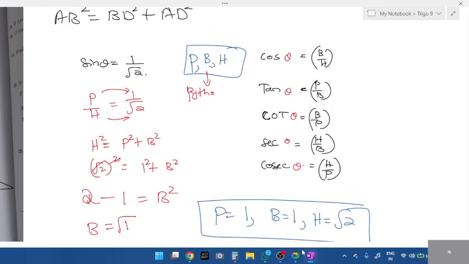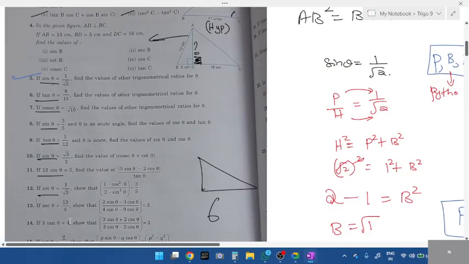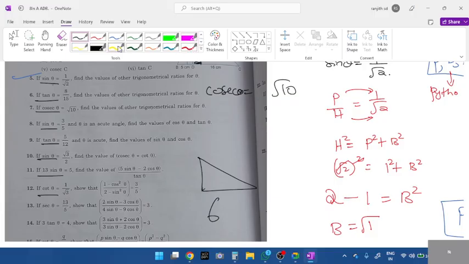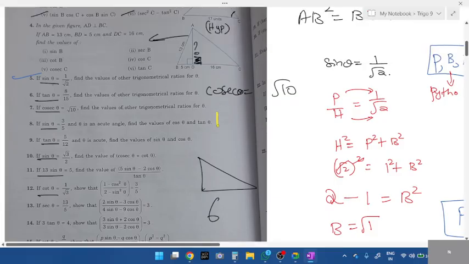Complete this, and I want you to try. Wait, let me tell. Seventh question. How do you solve the seventh question? Cosec theta is given. Cosec theta is equal to root 10. What is the cosec theta formula? Hypotenuse by perpendicular.